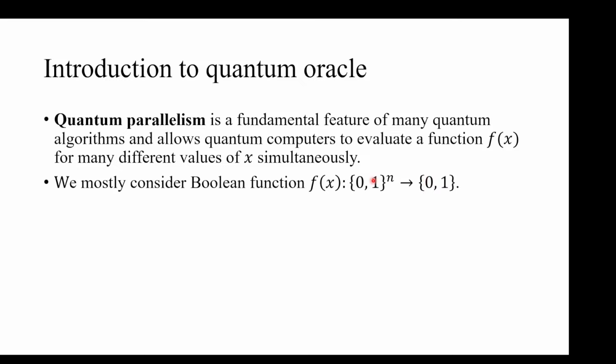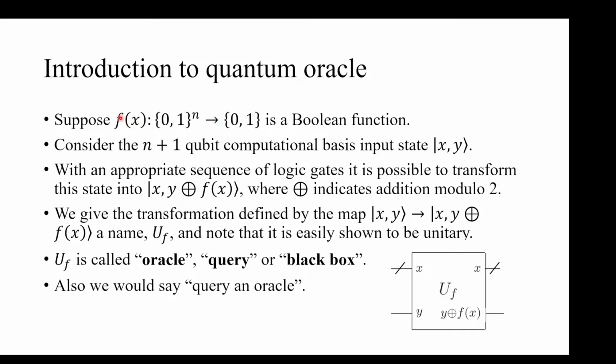So suppose we have a Boolean function here, and then we think about how to compute this function in a quantum superposition. What we come up with is this quantum oracle UF that computes f. So what is this quantum oracle, or unitary oracle? It takes an input state x and y, so it's an n plus 1 qubit state. The x part is n qubits, and the y part is 1 qubit. The x part corresponds to the input, and the y part corresponds to the output.